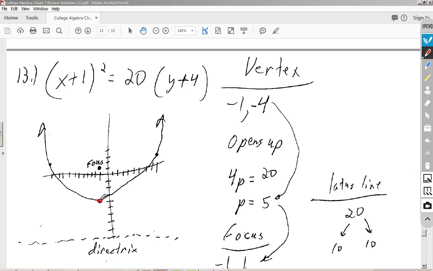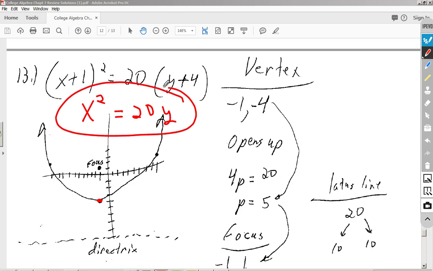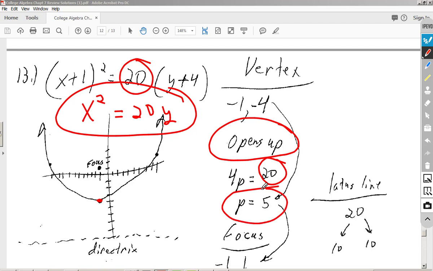Now I have to decide whether it opens up, down, left, or right. So the basic equation is going to be x² = 20y, and that's just rewriting your equation without your shift. It helps you to match it up with problem number 9. From problem number 9, you'll notice that it's going to open up. And so we just now need to find the value of p. I know that 4p is going to equal this number right here. So 4p equals 20. Solve that and I get p equals 5.